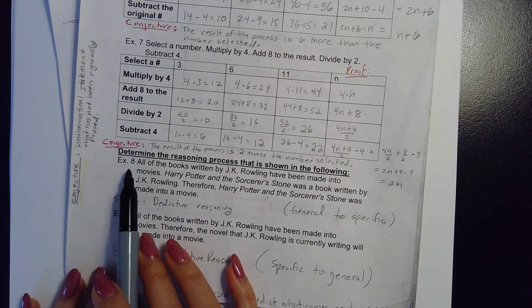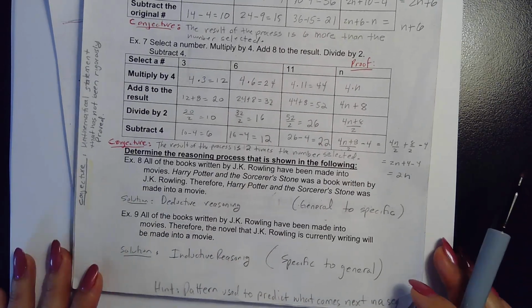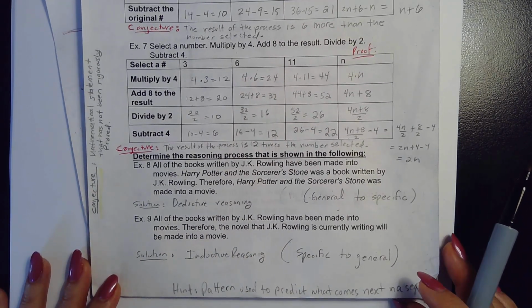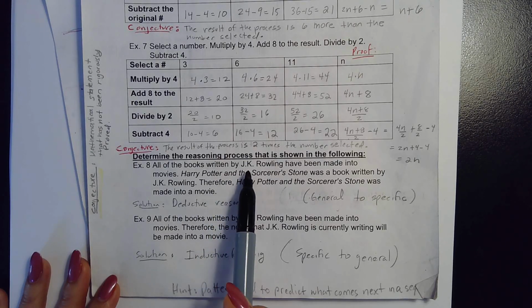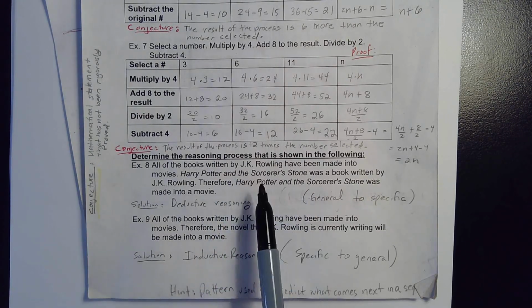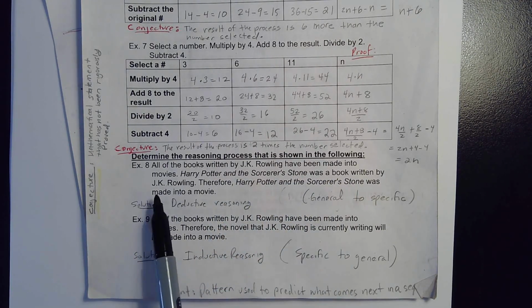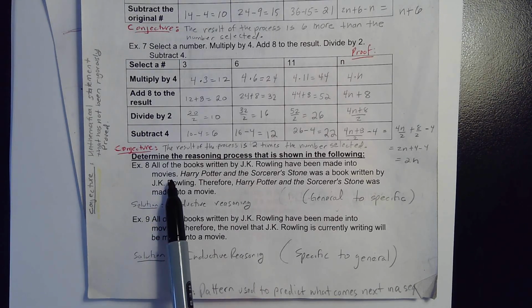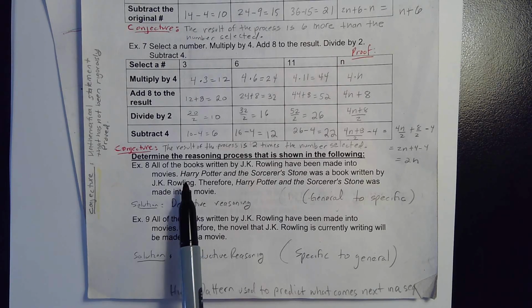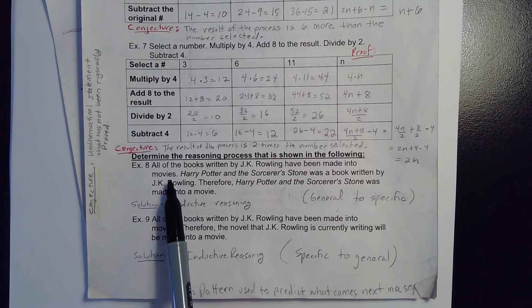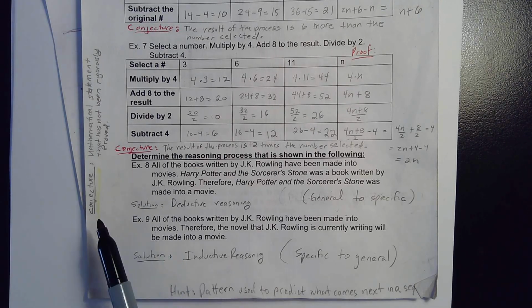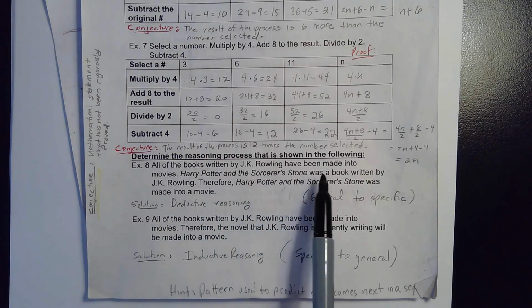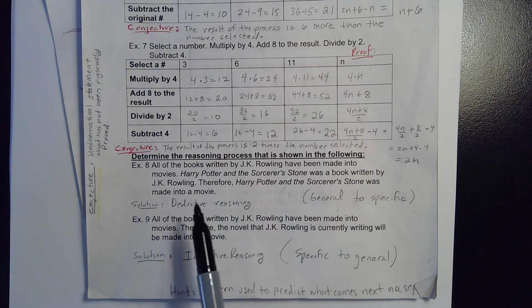It says example 8. It says all of the books written by J.K. Rowling have been made into movies. Okay, so this is a fact. They're giving me a fact, right? So this is a general fact. We know this already. All the books written by J.K. Rowling have been made into movies. They're telling us this fact.